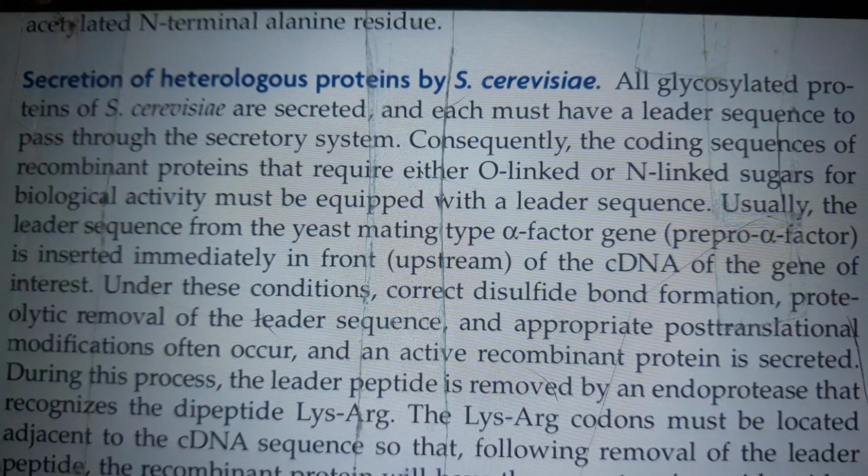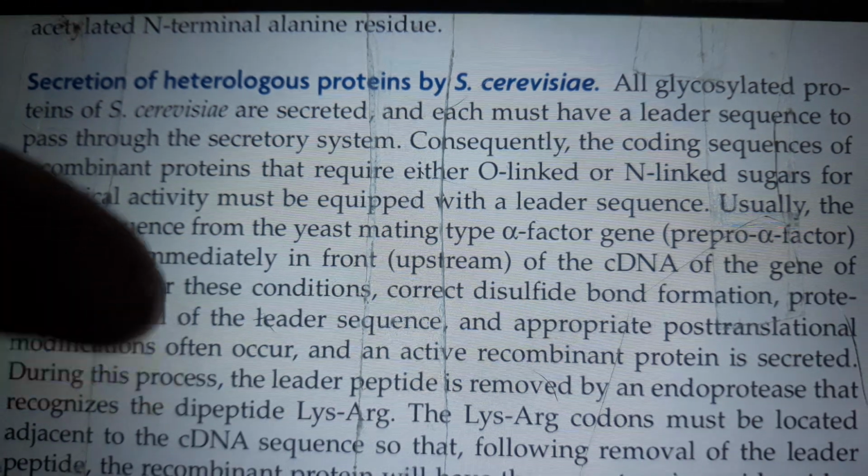to pass through the secretory system. Consequently, the coding sequences of recombinant proteins that require either O-linked or N-linked sugars for biological activity must be equipped with a leader sequence. Usually, the leader sequence from the yeast mating type alpha factor gene, prepro-alpha factor, is inserted immediately in front, upstream, of the cDNA of the gene of interest.